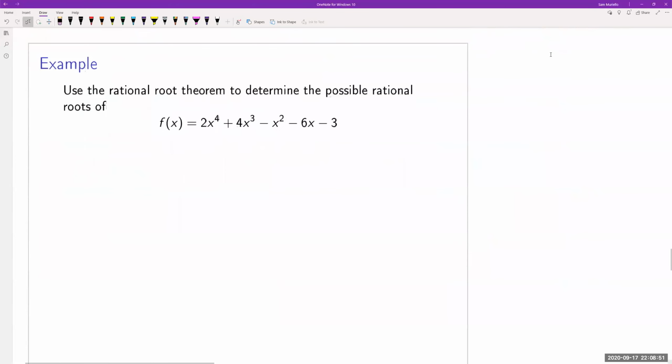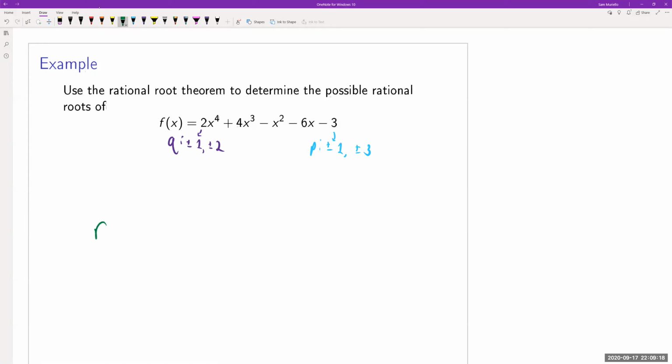Let's do an example. Using the rational root theorem, determine the possible rational roots. So we'll once again identify the possible p's and q's. The possible q's are ±1 and ±2. The p's are ±1 and ±3. Again, we don't need to include these pluses or minuses as long as you remember that positives and negatives are possible.